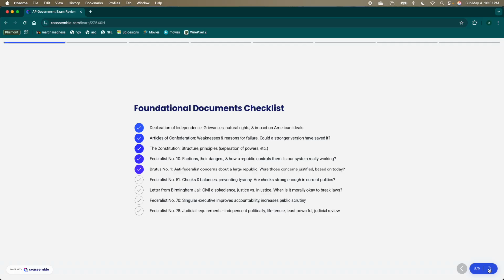Then we have Federalist 51. Federalist 51 discussed checks and balances and how they can prevent tyranny. So basically a rebuttal to Brutus 1, saying, hey, we actually can have a large central government. We just need checks and balances on each of the branches. Now, some people may say that these checks weren't strong enough, which is a possible limitation that you could use in your argument essay if Federalist 51 is a part of it, as long as you can find a document to evidence that.